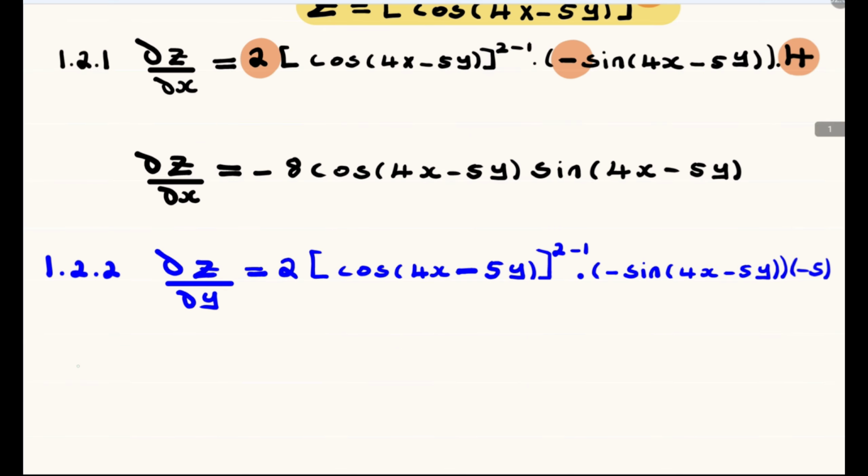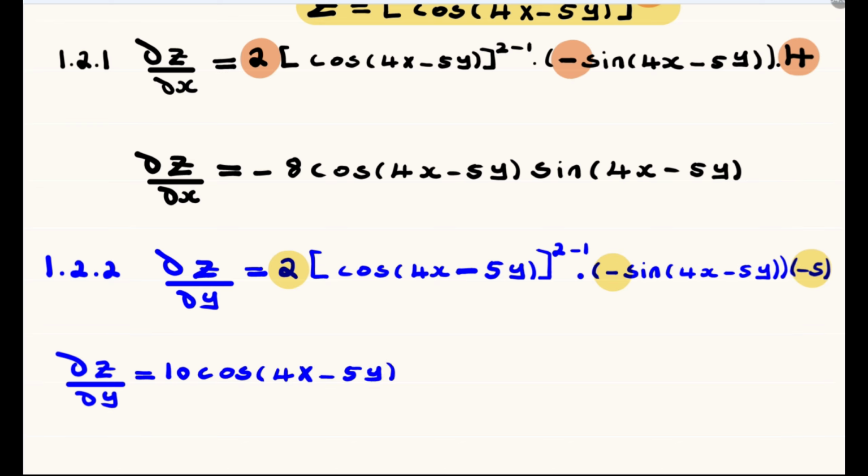And now we simplify, so the partial derivative of z with respect to the partial derivative of y will be equal to, we have that 2 multiplied by that negative 5 multiplied by that negative, which will be equal to positive 10 multiplied by the cos of 4x minus 5y, and we multiply by the sine of 4x minus 5y. Friends, this will be our answer for question 1.2.2.